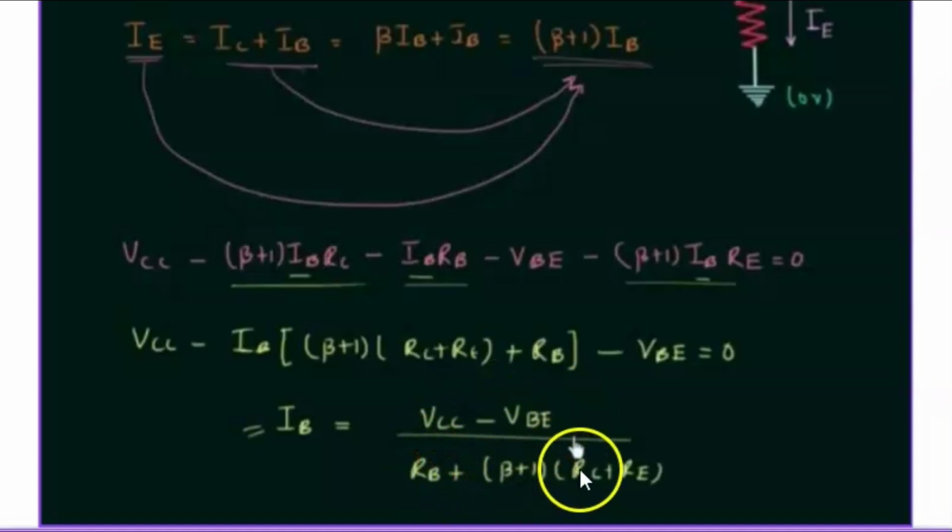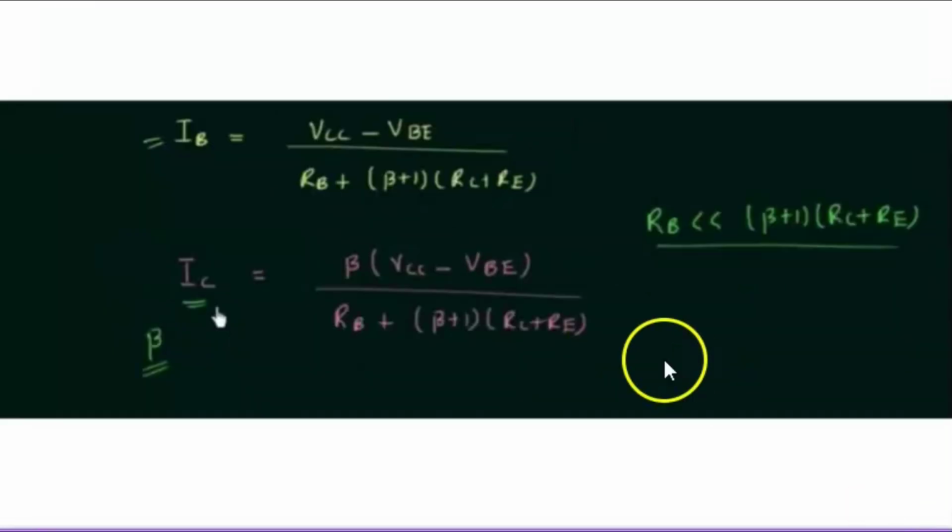Now after rearranging the equation, we will get the value of IB as (VCC minus VB) by (RB plus (beta plus 1) times (RC plus RE)). If we have to get the value of IC, that is going to be equal to beta times (VCC minus VB) by (RB plus (beta plus 1) times (RC plus RE)). And अगर हम लोग चाहते हैं that our collector current should be independent of beta, so for that we will have to follow this particular condition, that is RB should be much less than (beta plus 1) times (RC plus RE).